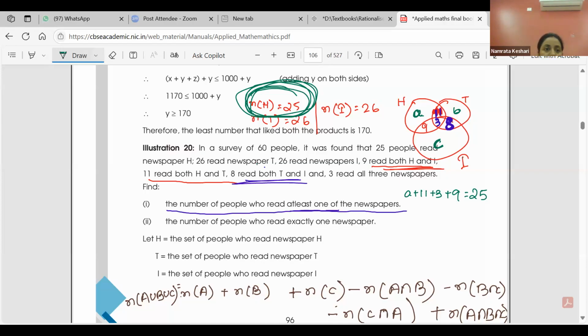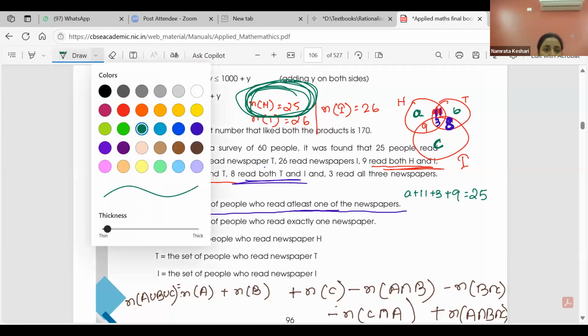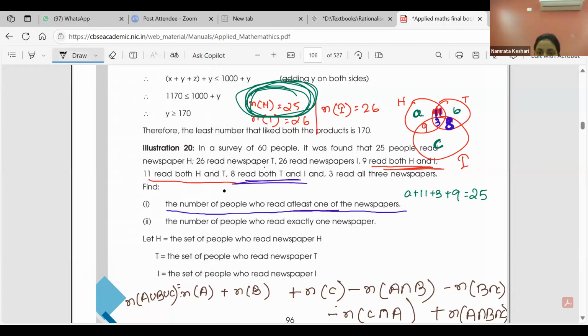Just focus on this circle. If you understand this, then it will give you more clarity on these graphs. Just focus on this circle. A is there, 11 is there, 3 is there, 9 is there. Can I say all added together will be 25? Because 25 people read H newspaper. Yes or no?